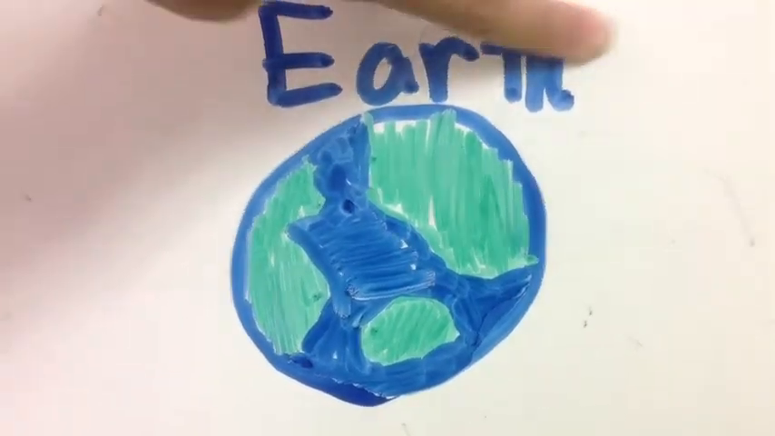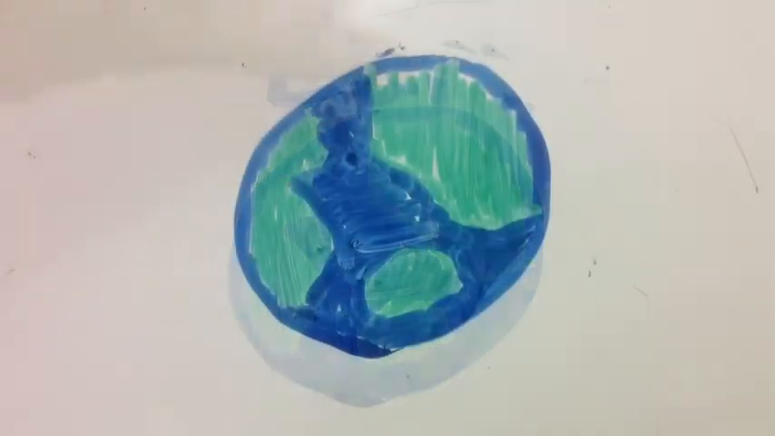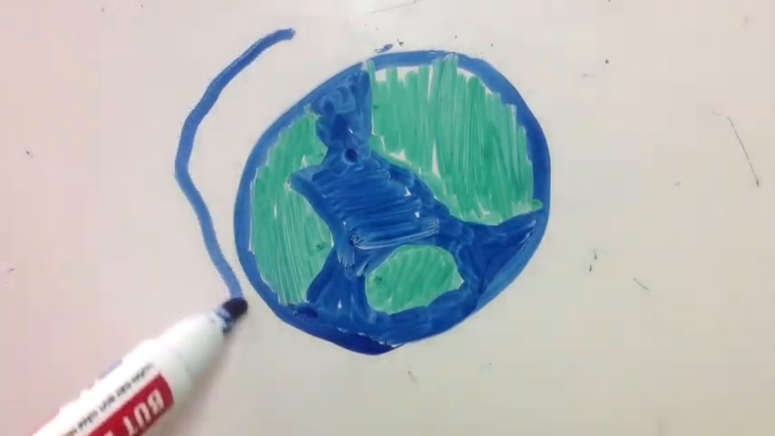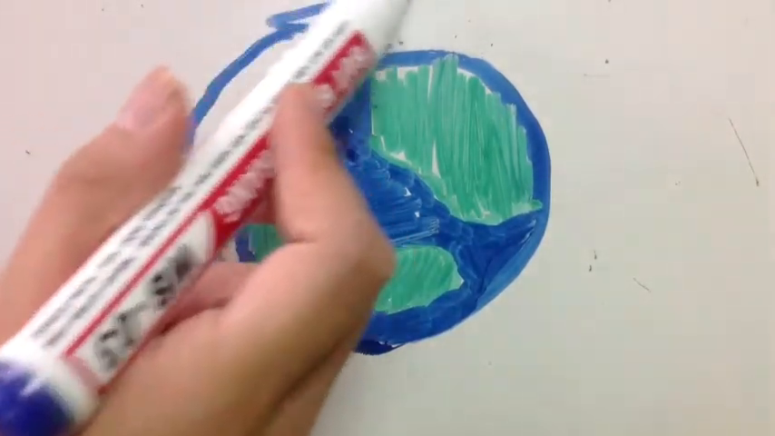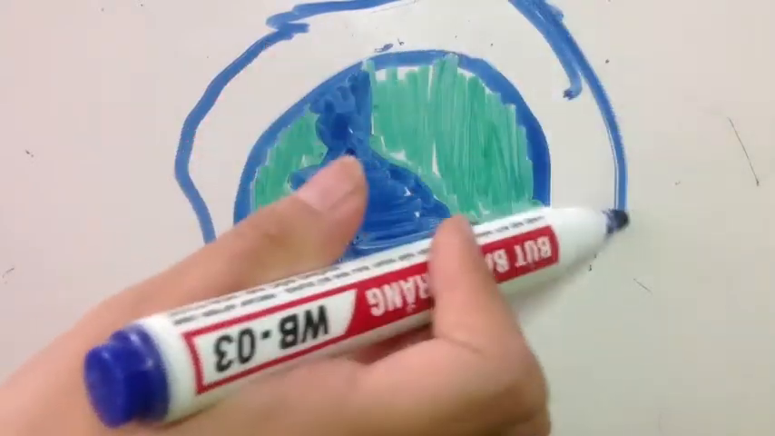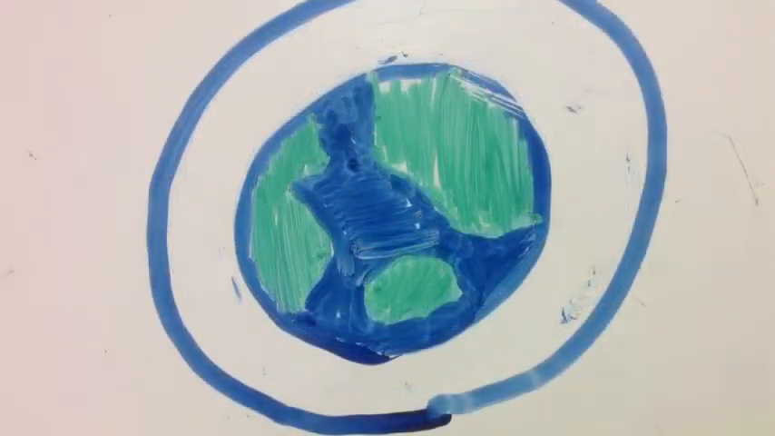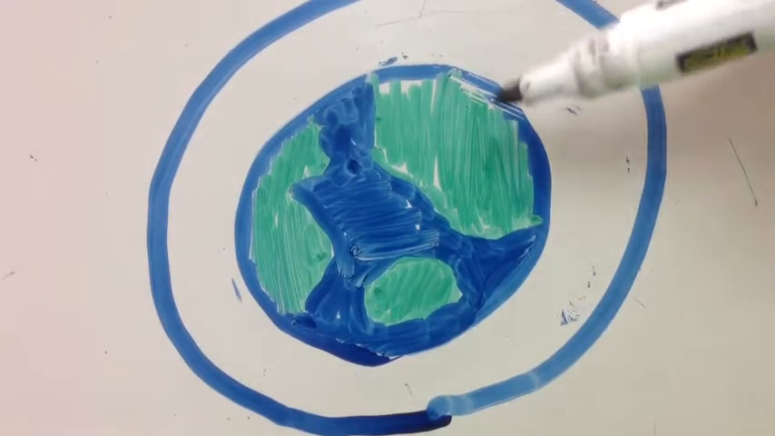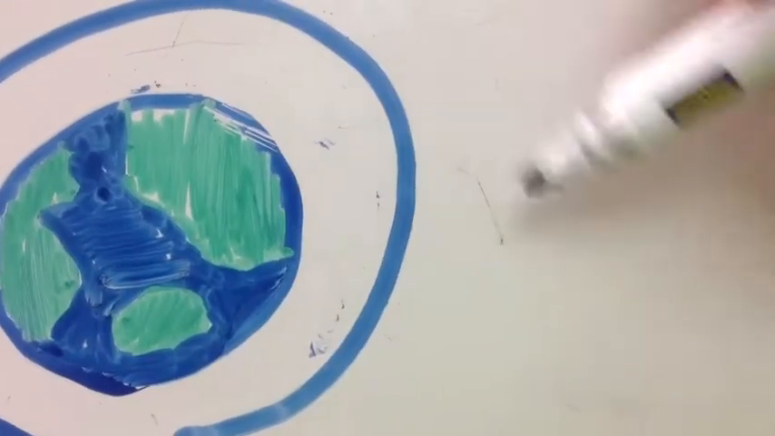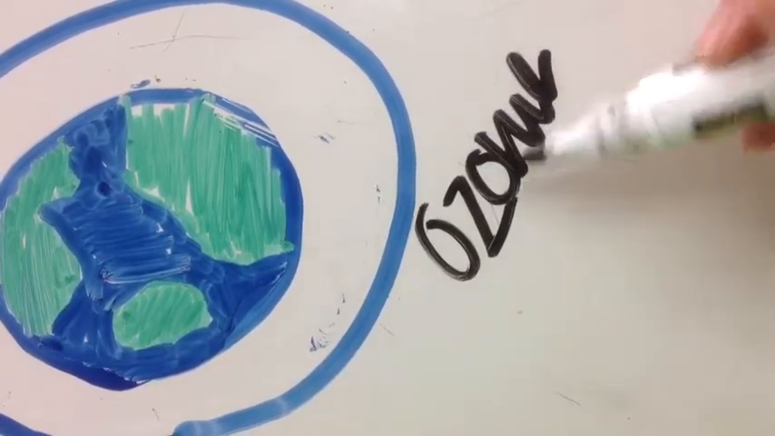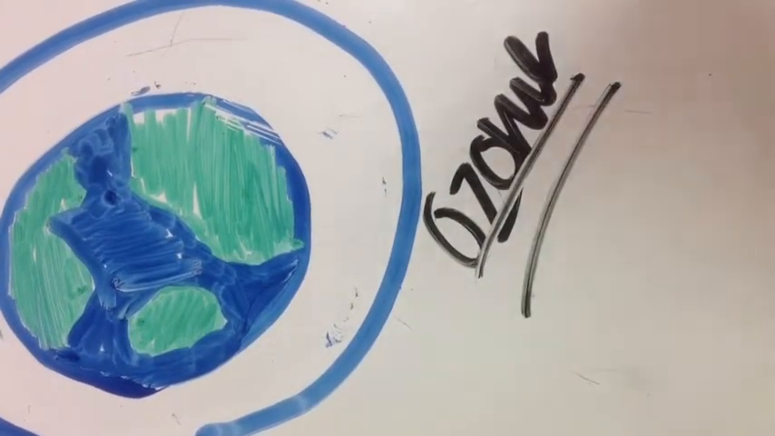So here's Earth, the planet we live on. This is the ozone layer. It protects the Earth from getting too much heat from the sun. If we didn't have an ozone layer, we would have too much heat from the sun. If we did have too much heat, we would get skin cancer and the vegetables won't be able to grow and we won't have any food. As you can see, the ozone layer is very important for us so that we can live.